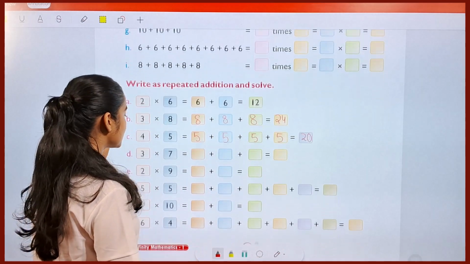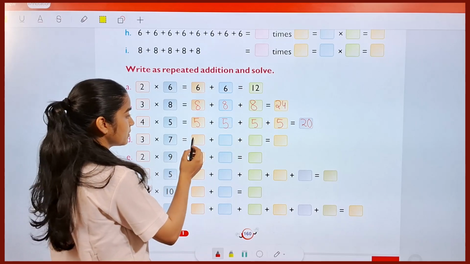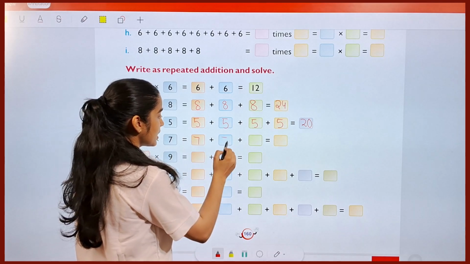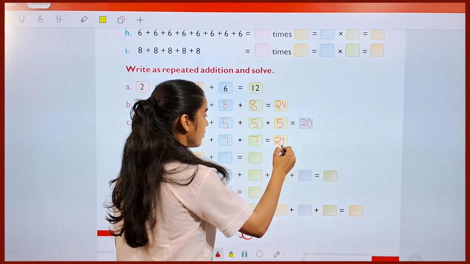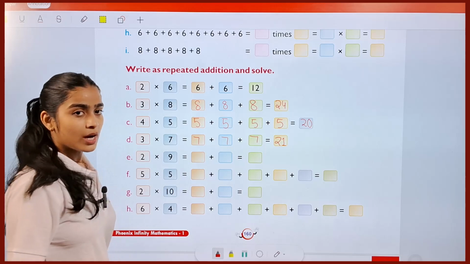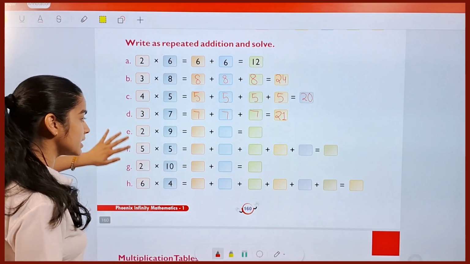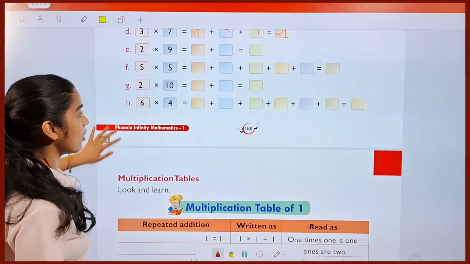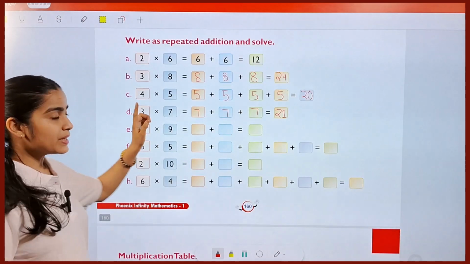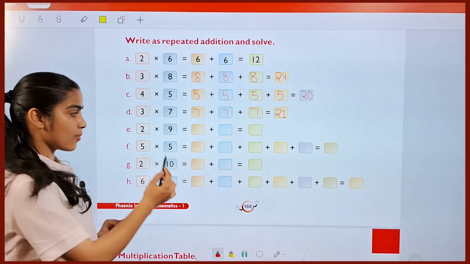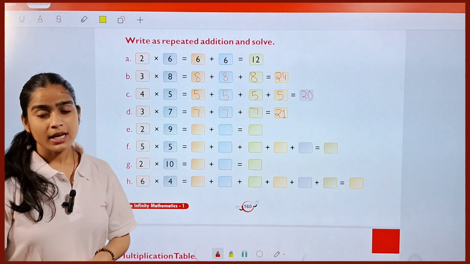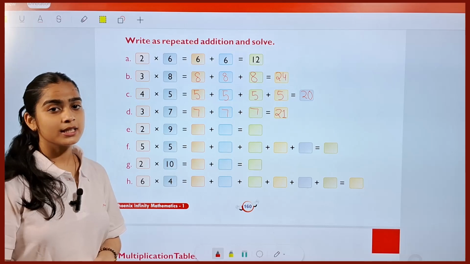Next, 3 multiplied by 7. So it means 3 times 7. 7 plus 7 plus 7 is 21. So students, what you have to do? You have to complete this table, this exercise, with the help of my explanation, in the same way as I do.